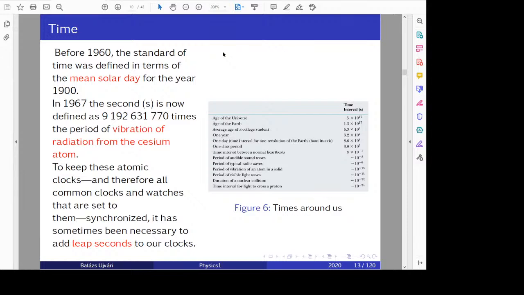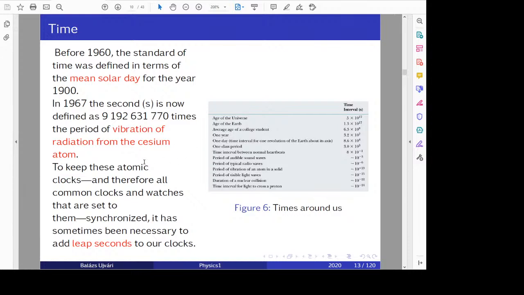Also, in the case of time, we use very different scales. So for example, we can measure how long it takes for light to go through a proton, which is 10 to minus 24, and the age of the universe is 5 times 10 to 17. Here we also talk about more than 40 orders of magnitude.